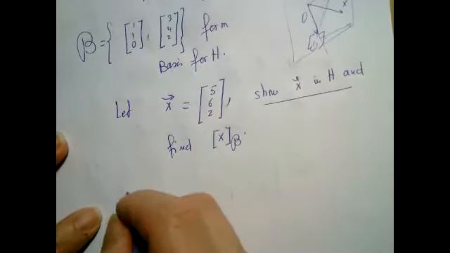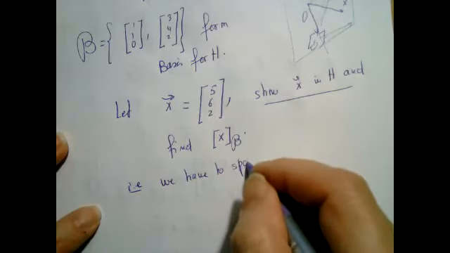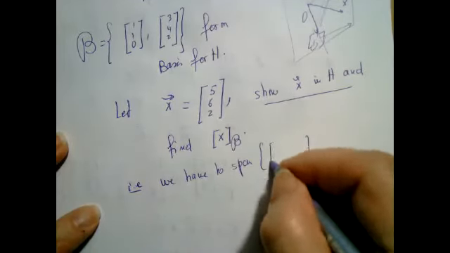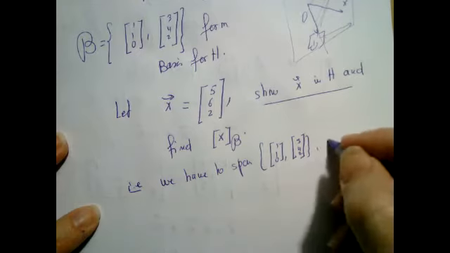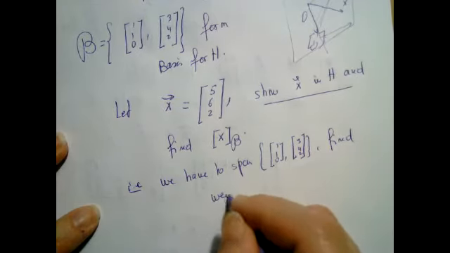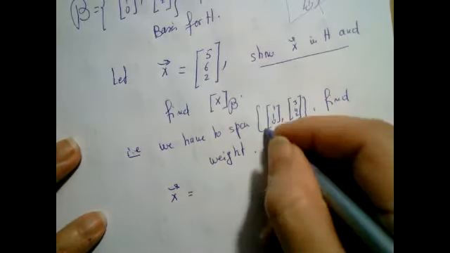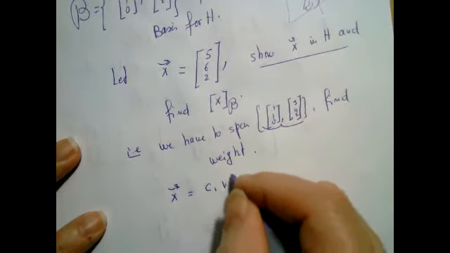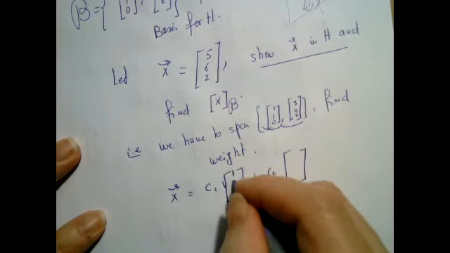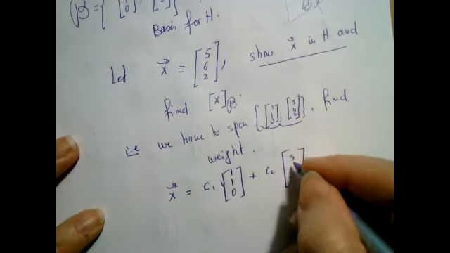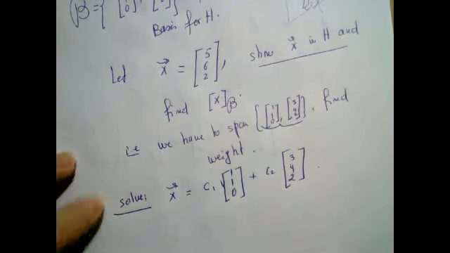So X is in H. It means that we have to show that X is in the span of my two vectors and find the weights. Right. So the problem is, again, I have two vectors, so I need to solve X is C1 times 1, 1, 0 plus C2 times 3, 4, 2. And my vector is 5, 6, 2.